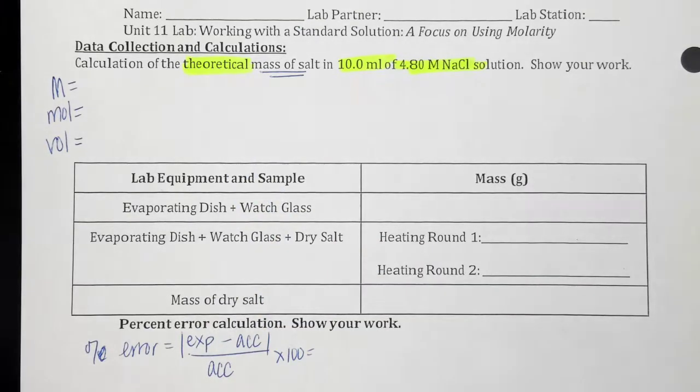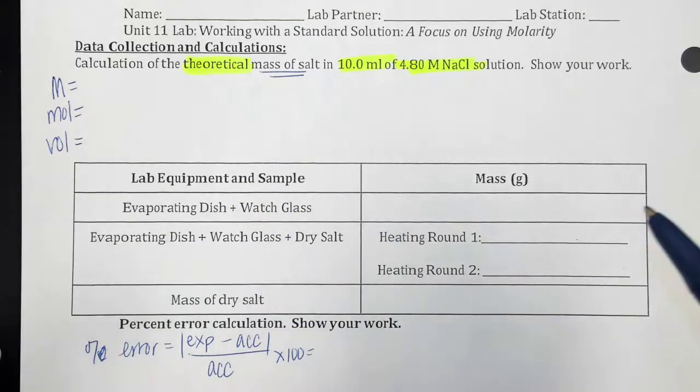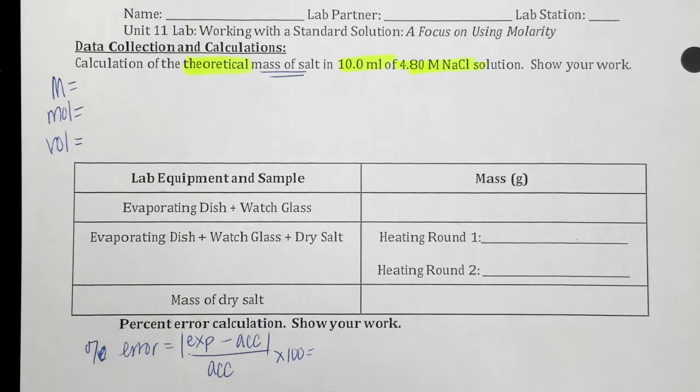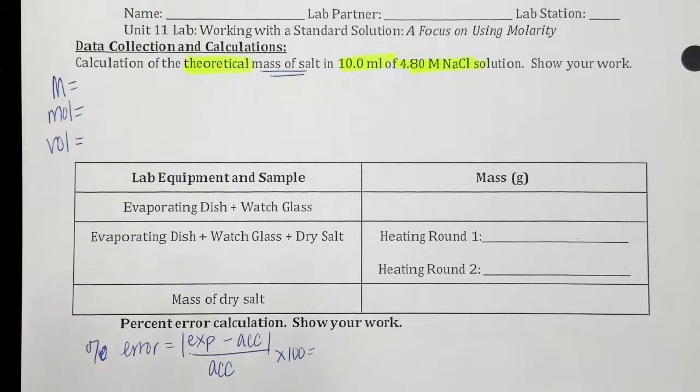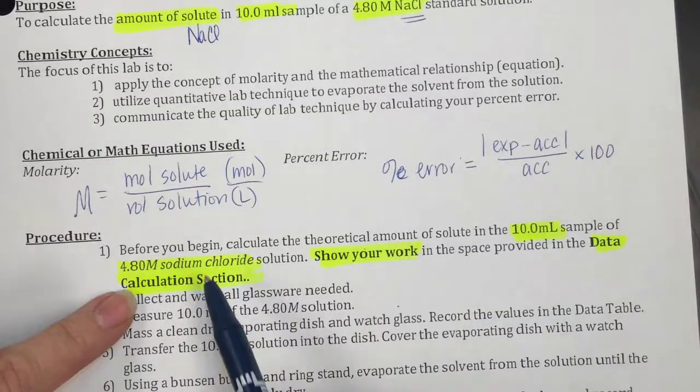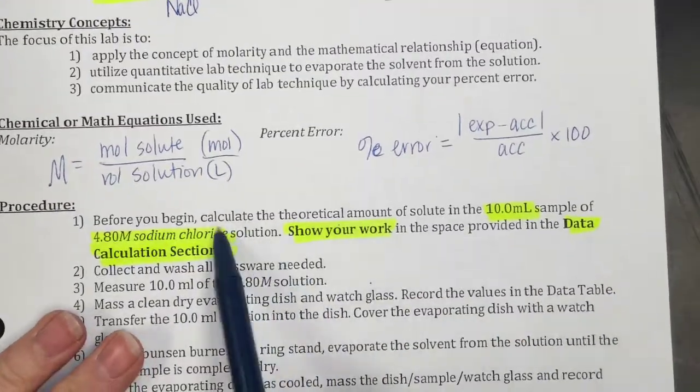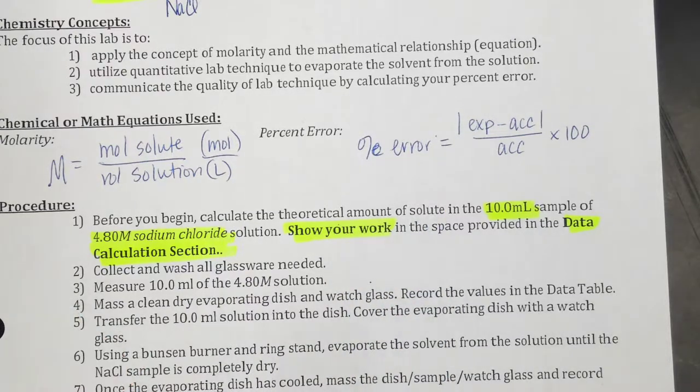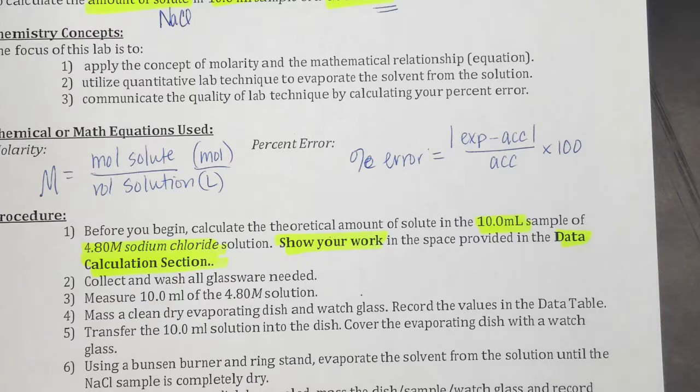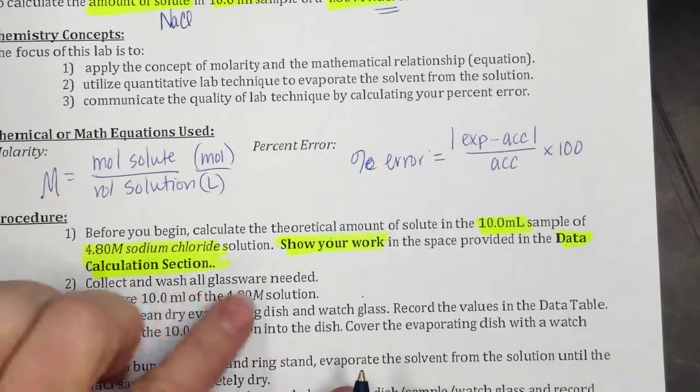So in order to do any of our calculations today, we need to know theoretically how much salt is in 10 milliliters of a 4.80 molar solution. Okay, so step one, before you begin, calculate the theoretical amount of solute in the 10 milliliter sample of a 4.80 molar sodium chloride solution. Show your work in the data. Then, collect and wash all glassware needed.